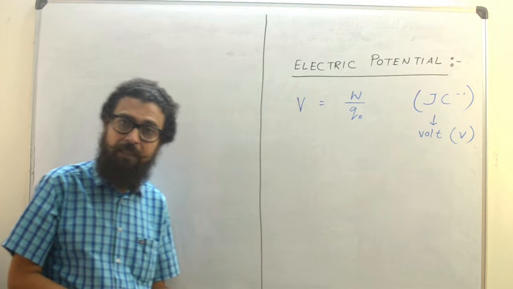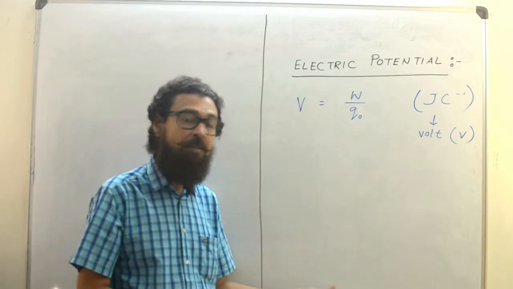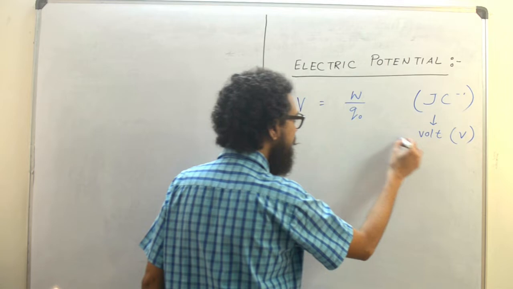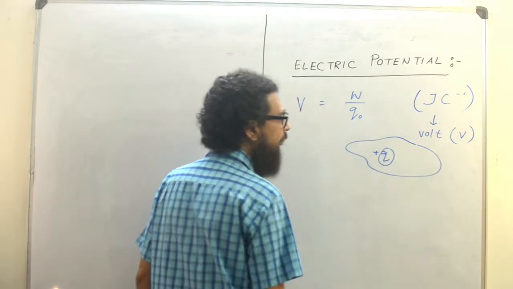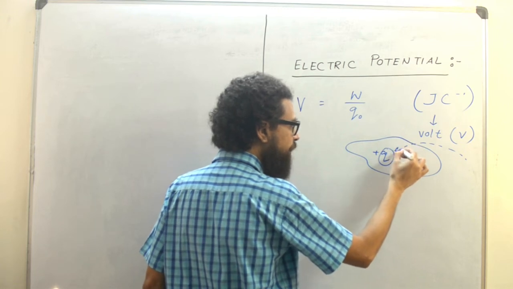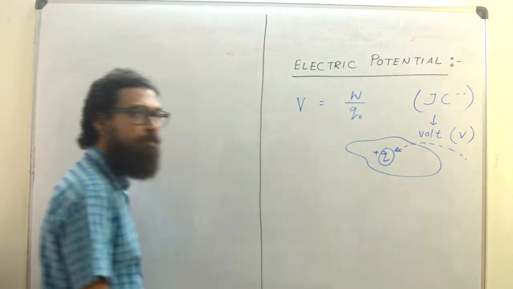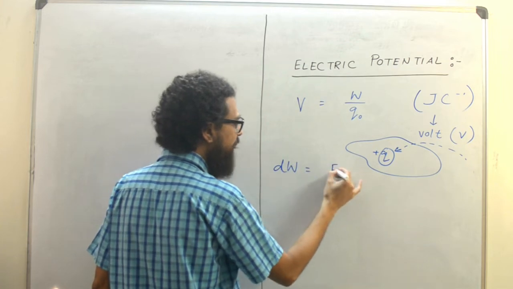So we require a field already existing, and since we have placed a point charge, just imagine, suppose this is a field, we have a point charge here, and we are bringing a charge from some place to this field, then we are doing some amount of work. Okay, so what is work? dW is equal to F into dr.